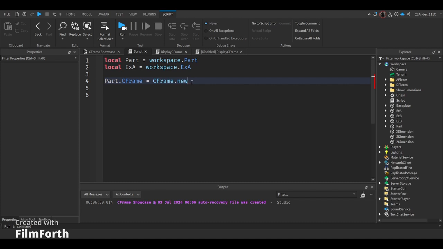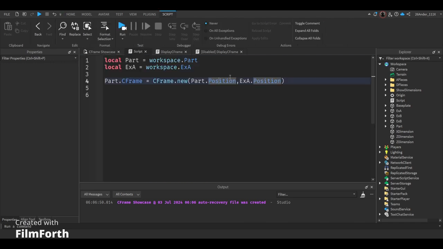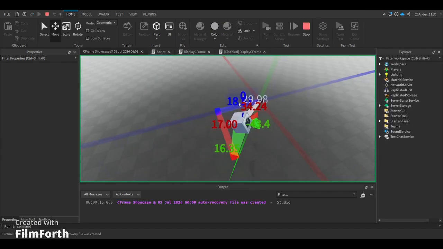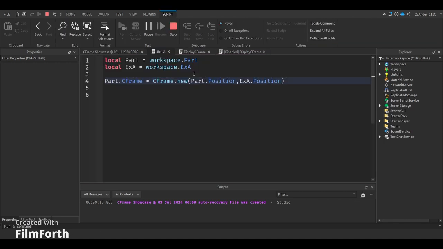Alright, time for CFrame.lookAt. This thing has been replaced by CFrame.new. All you gotta do is put in 2 Vector3 values in here. And what this does is it returns a CFrame at this position facing towards the second Vector3. So if I change this part CFrame here, it will make it face the black part. As you can see, it's looking straight at it. And that's what CFrame.new does.